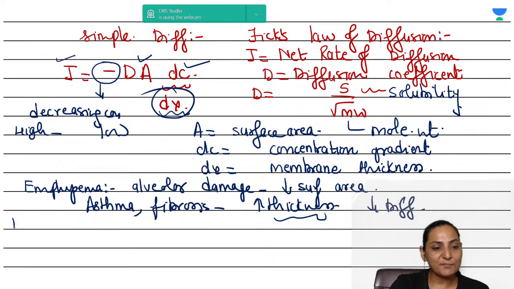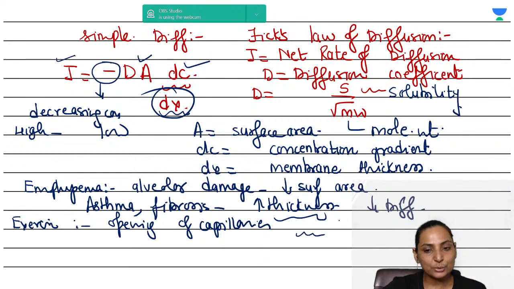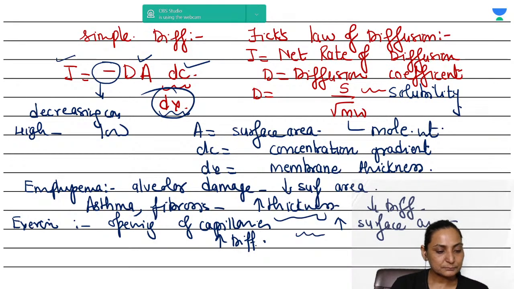But if you take an example of exercise, what happens in exercise? There occurs opening up of capillaries. More and more capillaries which were initially not open will open up. There will be distension, there will be recruitment. All this is going to increase your surface area and again increase diffusion. So this is how whatever you are learning in physiology, you have to correlate it with the clinical side, because nowadays the study patterns are vertical integration. You have to know the importance of it, you have to correlate it clinically.